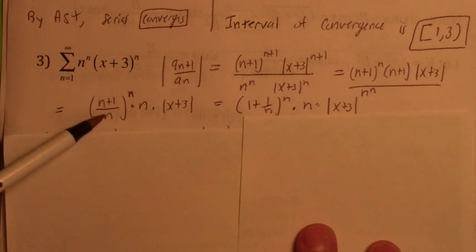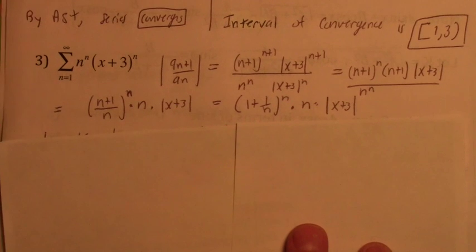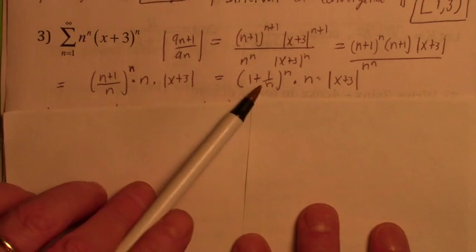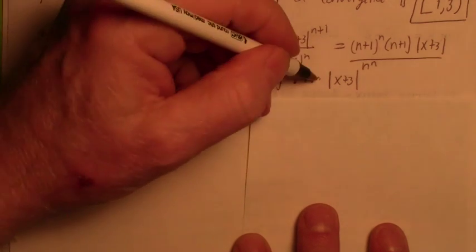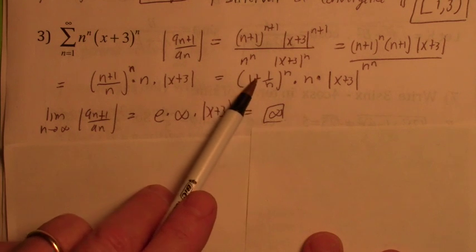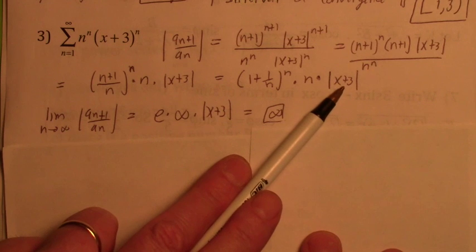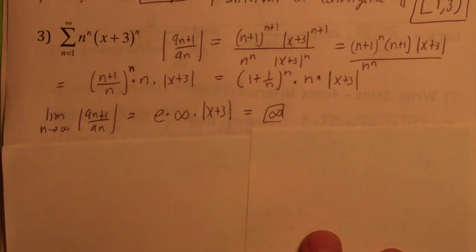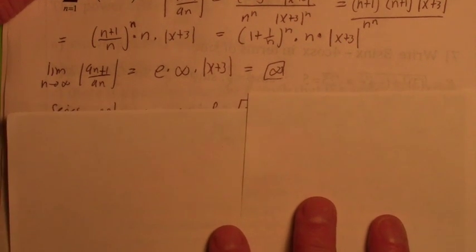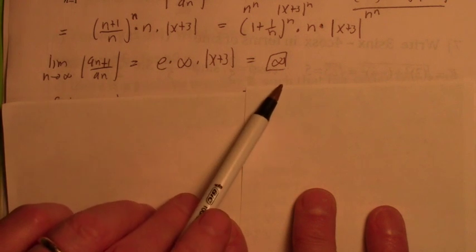Then you can group that factor like this, because I'm going to take the limit as n goes to infinity. So I have (n plus 1) over n to the n, which could be written as (1 plus 1 over n) to the n. Why did I do that? Because when you take the limit as n goes to infinity, I recognize this factor is getting close to e. This is getting close to infinity, and this stays fixed. x plus 3 in absolute value is not changing. So what can you tell me about the limit as n goes to infinity of the absolute value of a sub n plus 1 over a sub n? It's going to be infinity.